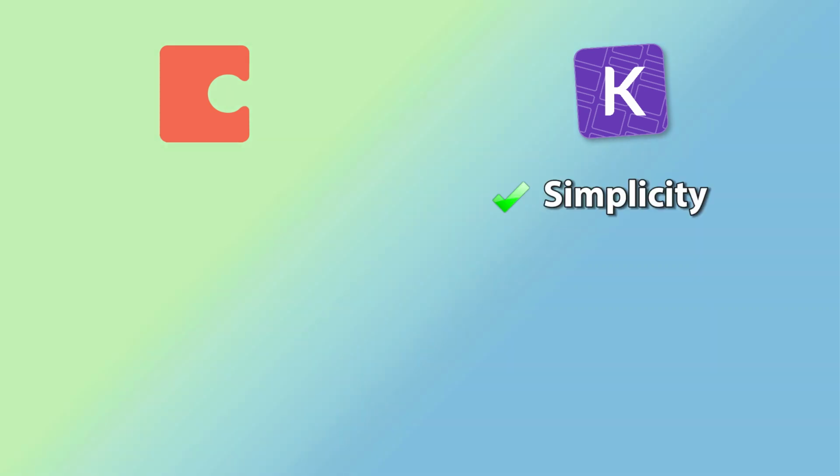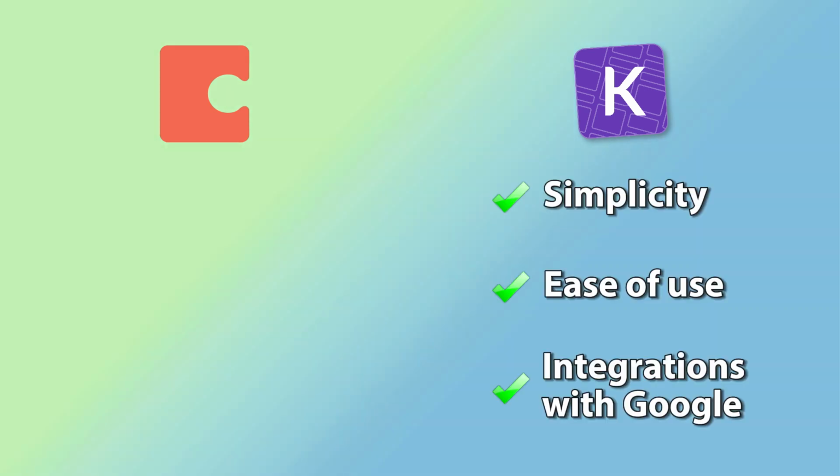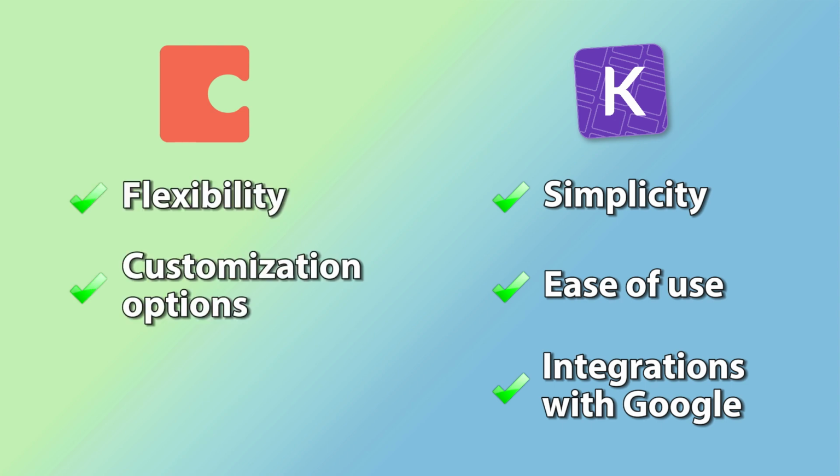In summary, Kanbanchi excels in its simplicity, ease of use, and integration with Google services, while Coda stands out for its flexibility, customization options, and powerful automation capabilities. If you don't mind the steep learning curve and the time and effort needed for setting up your docs, Coda can be your best friend. Kanbanchi, on the other hand, should be your tool of choice if your company is already using Google Workspace.